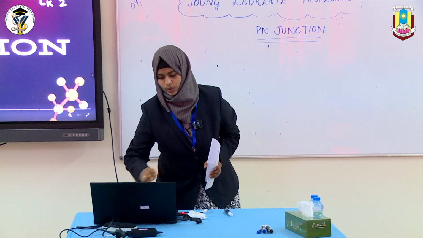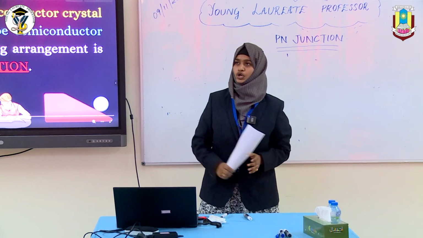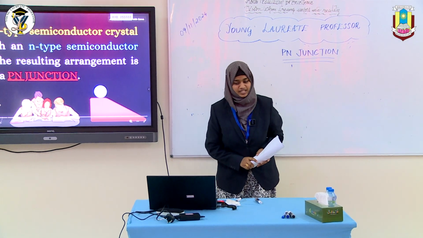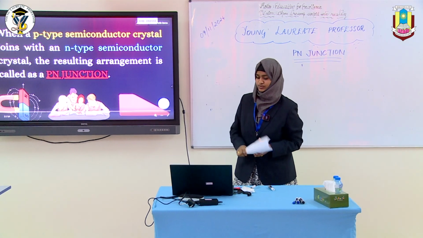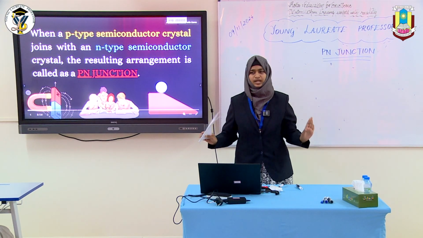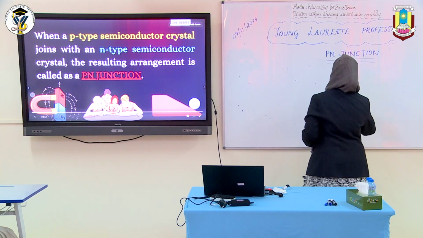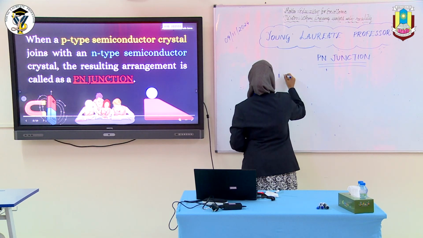So first let's see what is a PN junction. When a p-type semiconductor crystal joins with an n-type semiconductor crystal, the resulting arrangement is called a PN junction. Wait. What is a semiconductor? That is first what we are going to be dealing with. Semiconductors.